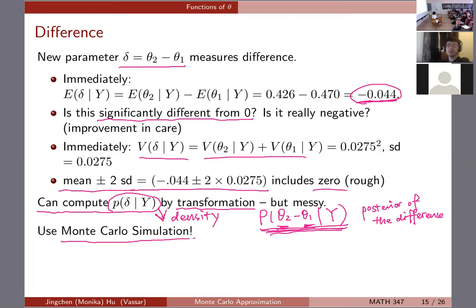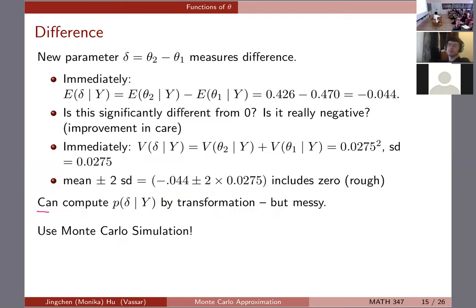You can draw a bunch of theta 1s, you can draw a bunch of theta 2s, and they're just one-to-one corresponding, and you can just compute the difference. And then that distribution will be the distribution of the difference. Okay, so you see that Monte Carlo approximation can become very handy. So this is what you can do.